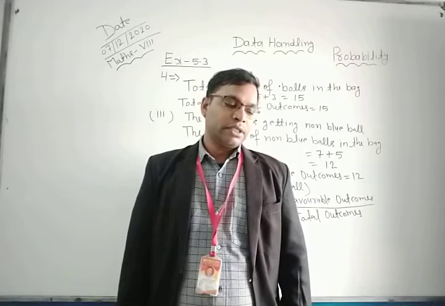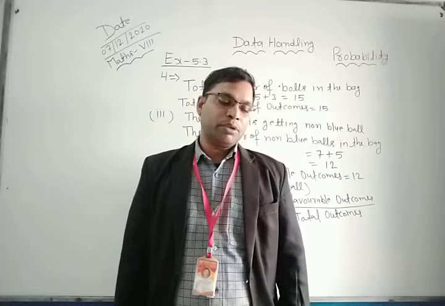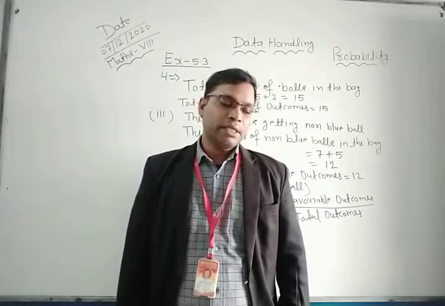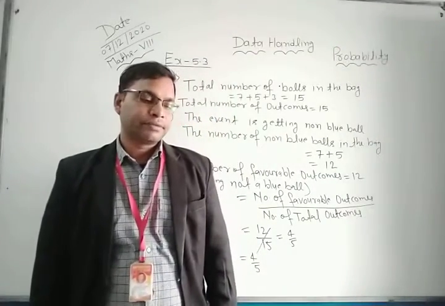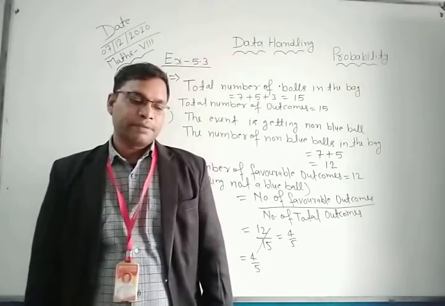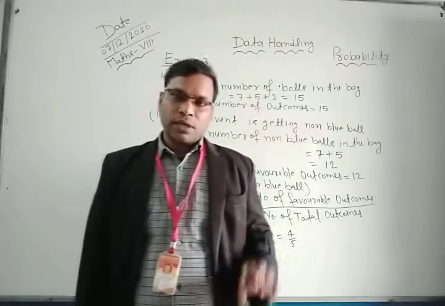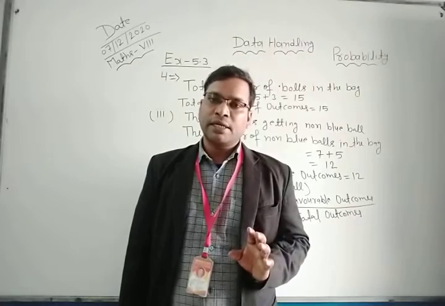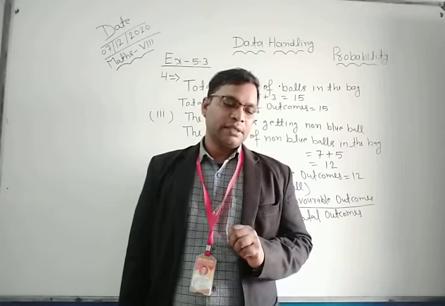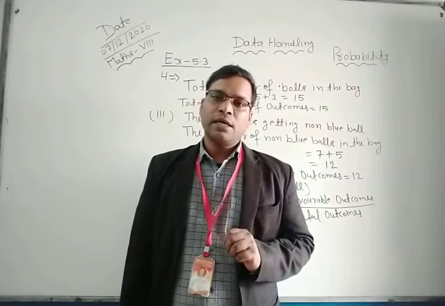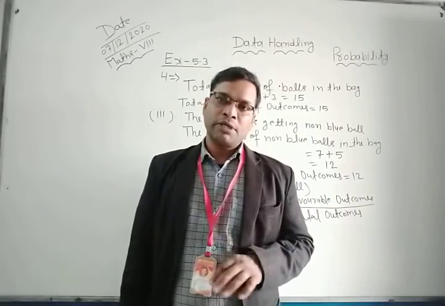A card is drawn from a well-shuffled pack of 52 playing cards. Find the probability of getting a red king, a face card, a card of heart. A pack of playing cards has 4 kings, 12 face cards, and 13 cards of heart. We need to find the probability of each case.